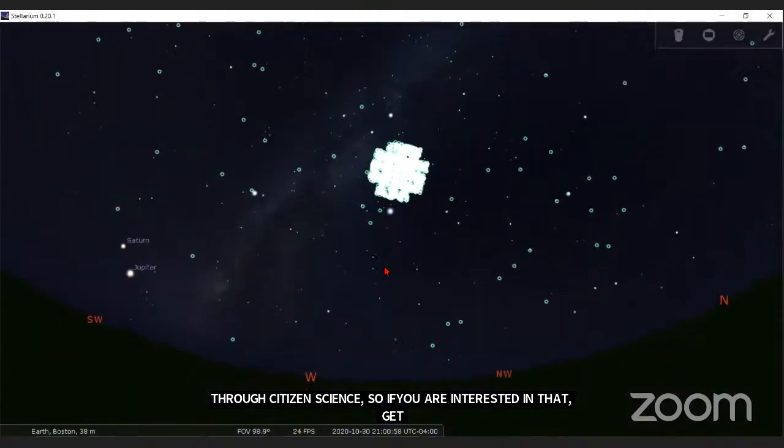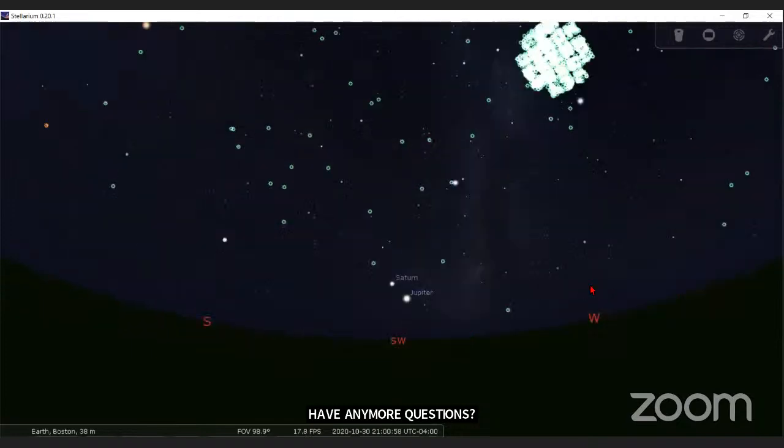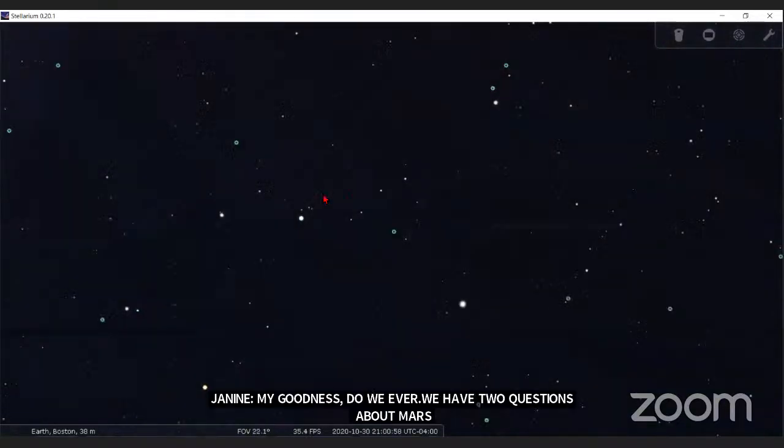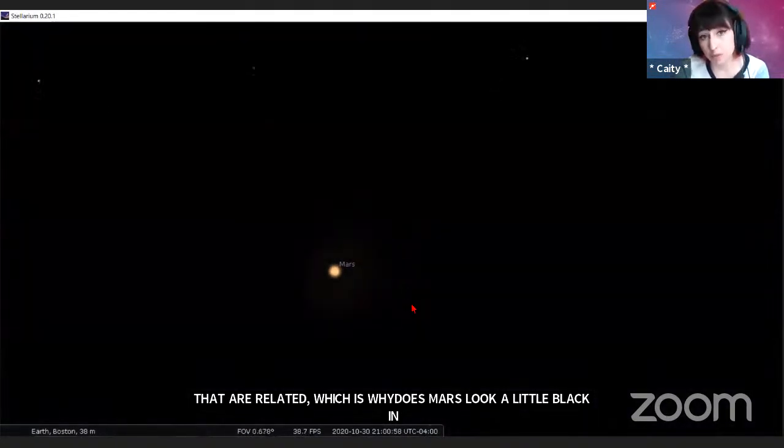Oh my goodness, do we ever. So we have two questions about Mars that are related, which is, why does Mars look a little black in that picture? And what is Mars made of? All right, so let's zoom in again. And Mars is a rocky planet.